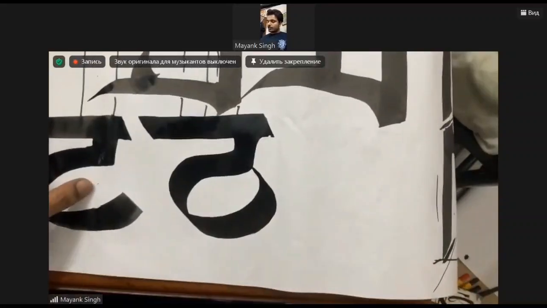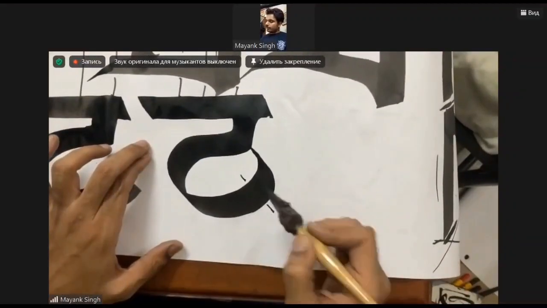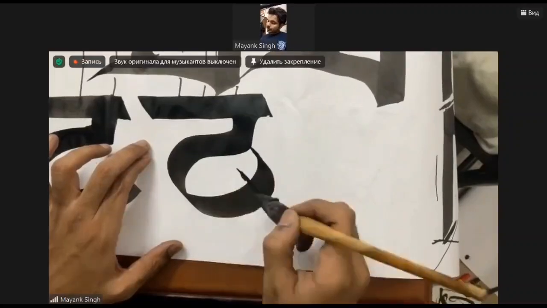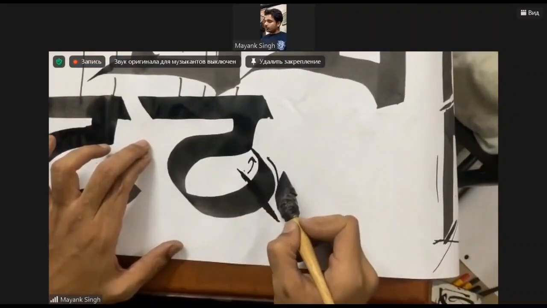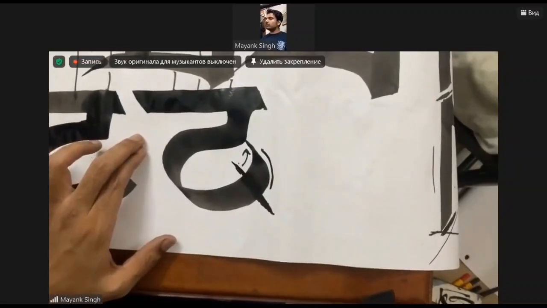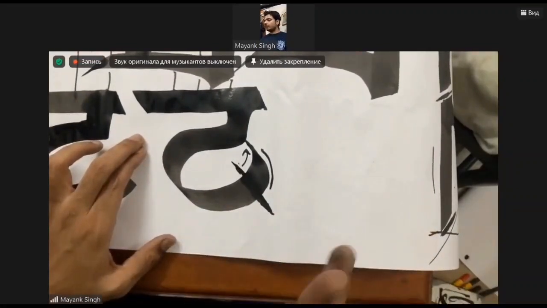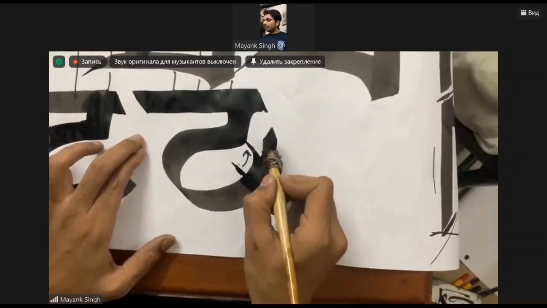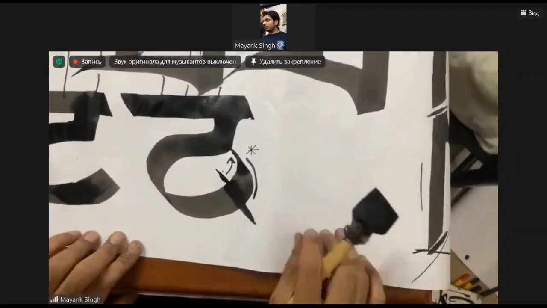This is actually ta, but if you cut this much, this stroke, it becomes ta. So tha and ta are similar. You just have to add this stroke. It becomes tha. Ta becomes tha.